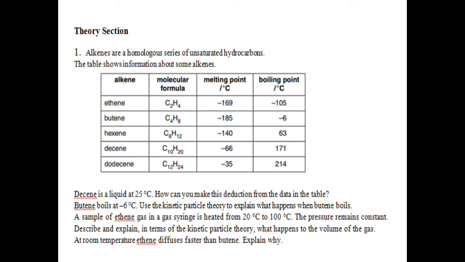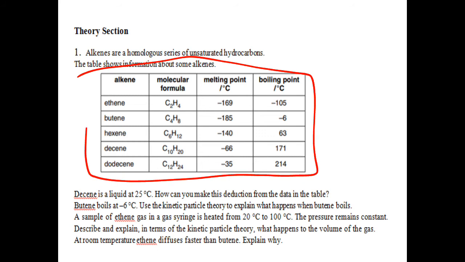So you have to first see what is the trend of increasing and decreasing of melting and boiling points with the increase in molar mass. The molecular formula can be a very great help to see how many carbons and how many hydrogens, means how the molecule is getting lighter or bulkier by increase of carbon addition in the compound. So you have to see, decane is a liquid at 25 degrees Celsius. Okay, how can you make this deduction from the data in the table?